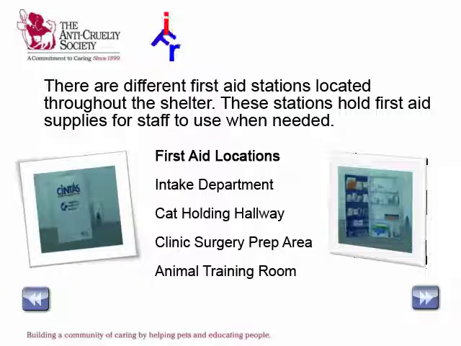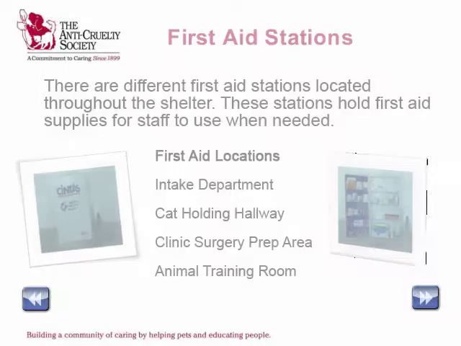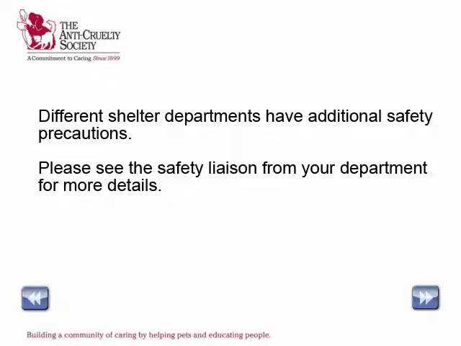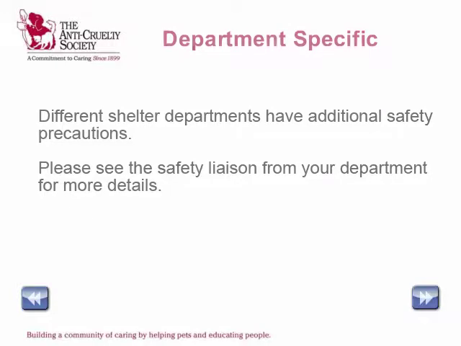There are different first aid stations located throughout the shelter. These stations hold first aid supplies for staff to use when needed. Shelter departments have additional safety precautions, such as the clinic. Please see the safety liaison from your department for more details.